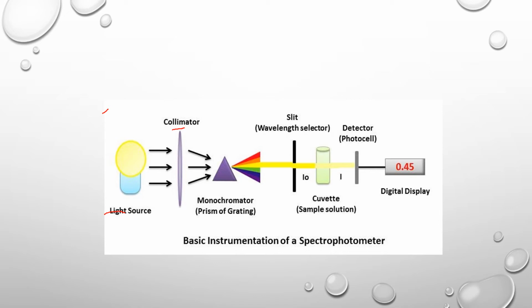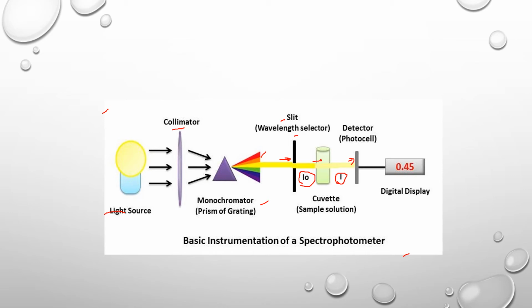Prism grating is called a monochromator because it will individually separate out all the wavelengths. This is the slit or wavelength selector which selects the particular wavelength that will pass through the sample. I0 is the intensity of the light that will pass through the sample and I is the transmitted light intensity which will go to the photocell or detector.